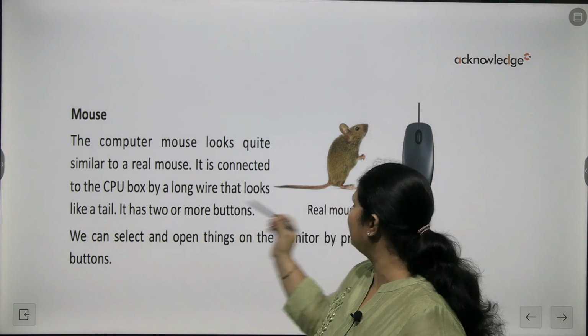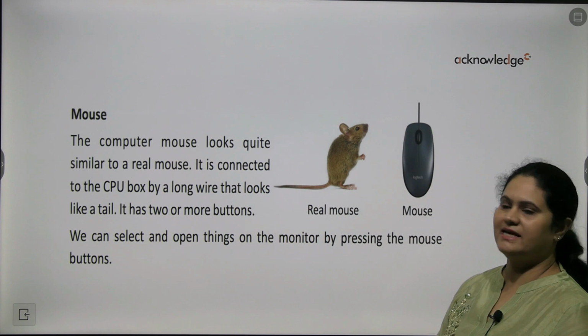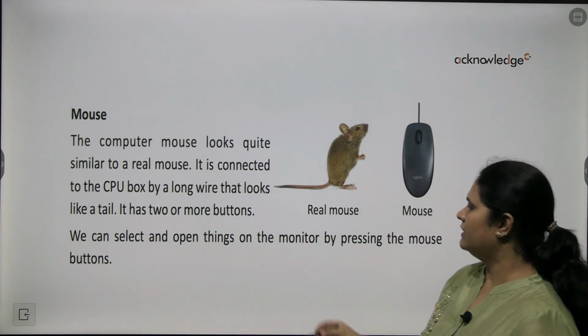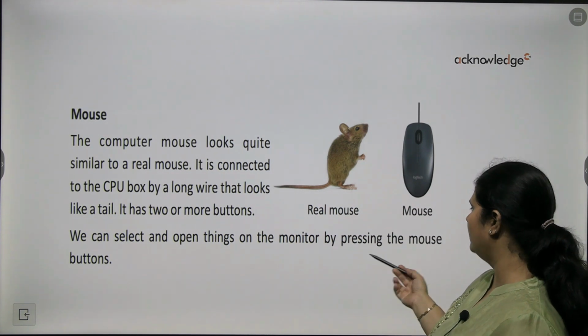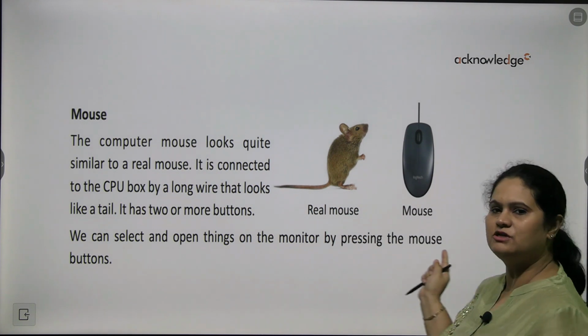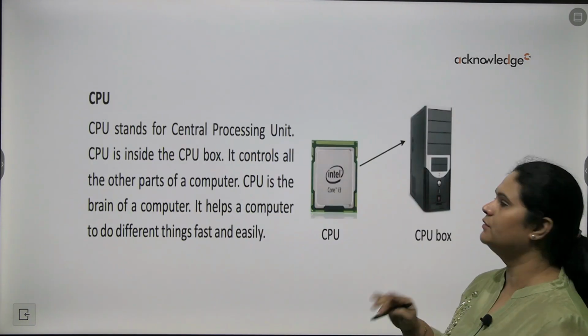Now, you can see that it has two buttons. One is here and this is the second button and we have a scroll wheel in between. You can select and open things on the monitor by pressing these buttons. Alright, is it clear to you children? Shall we move forward?